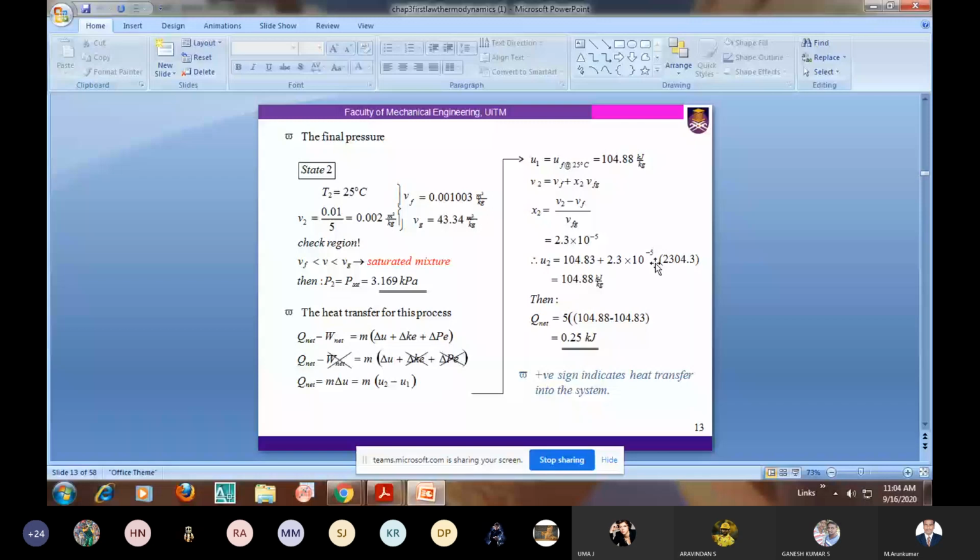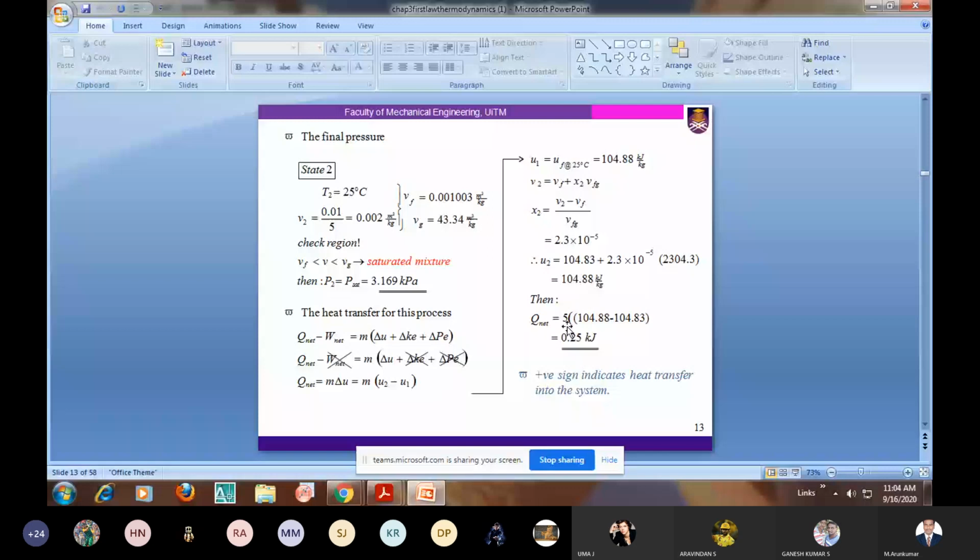That is your internal energy at state 2. Then yes, so we have U1. Then we have heat transfer. Then we can directly apply this to get the U. That is Q net, the net heat transfer.